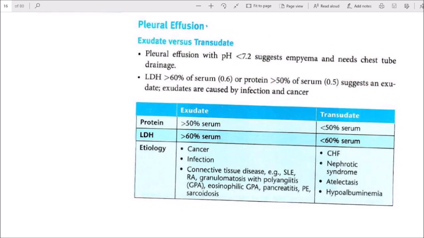Transudate: protein less than 50% of serum, LDH less than 60% of serum. Causes: CHF, nephrotic syndrome, atelectasis, hypoalbuminemia, cirrhosis.